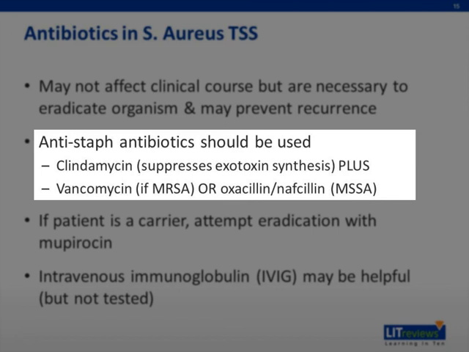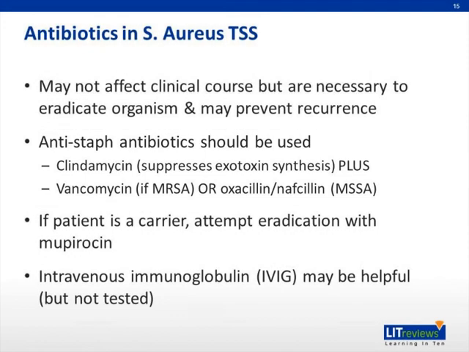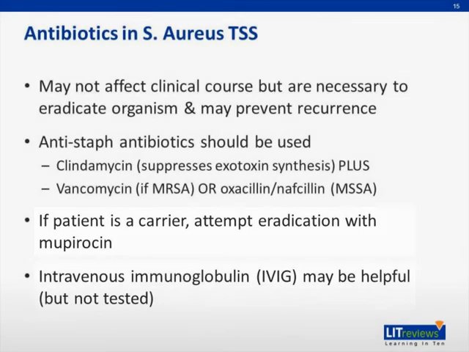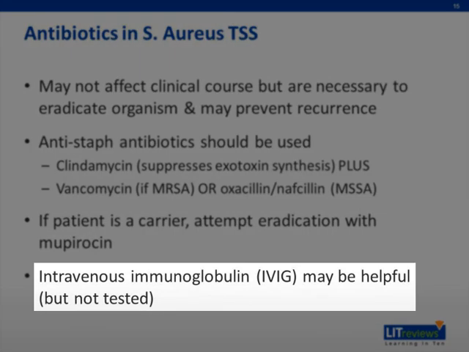And then you'd also want to add vancomycin if you suspect that the pathogen is methicillin-resistant Staph aureus, or add on oxacillin or nafcillin if you suspect that this is methicillin-sensitive Staph aureus. And as I mentioned from one of the beginning slides, most cases are actually due to MSSA. If the patient is a carrier of Staph aureus, you might want to attempt eradication with mupirocin just to prevent recurrence. And IVIG might be helpful in some cases. It's described in case studies, but it's not been tested in a large study. So it's just something to think about, but it may or may not actually be helpful.